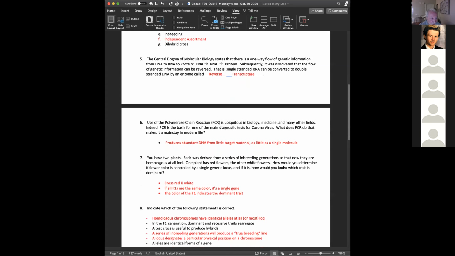The polymerase chain reaction, I got lots of different answers for this, and I gave either full or partial credit to most of them. But what I was looking for here is that the real merit of PCR is that you can produce abundant DNA, in principle, as much as you want, from very little target material, as little as a single molecule.